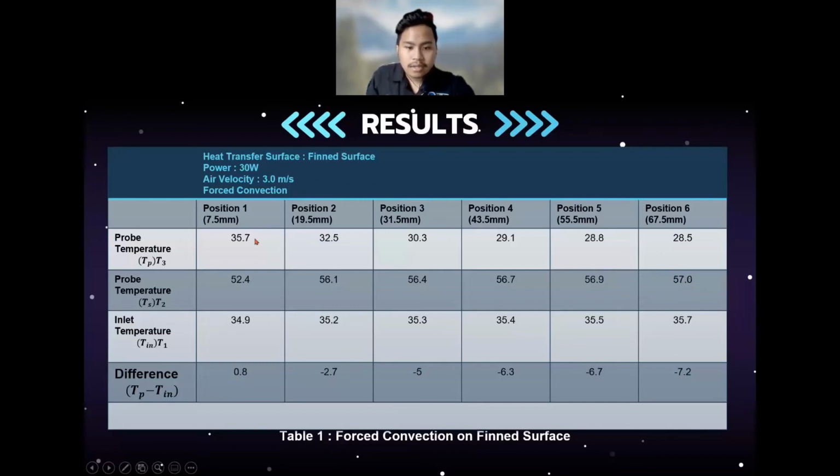Next is forced convection on fin surface. The power is the same as pin surface, 30 watt. Air velocity is also the same as pin surface, 3.0 meter per second. And next, as you can see, probe temperature T3, the highest is 35.7 at position 1.